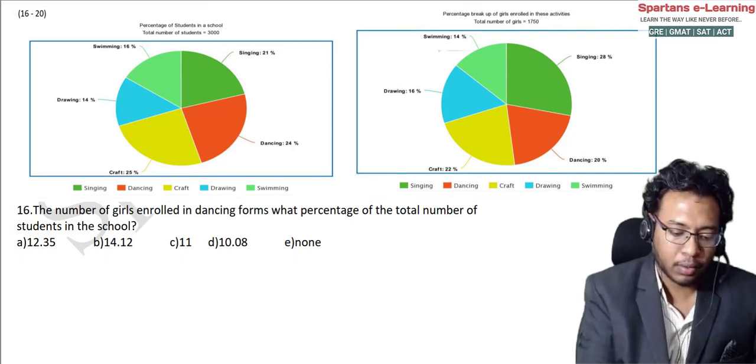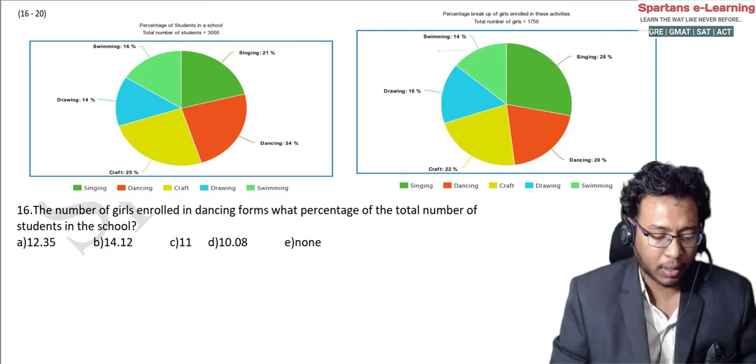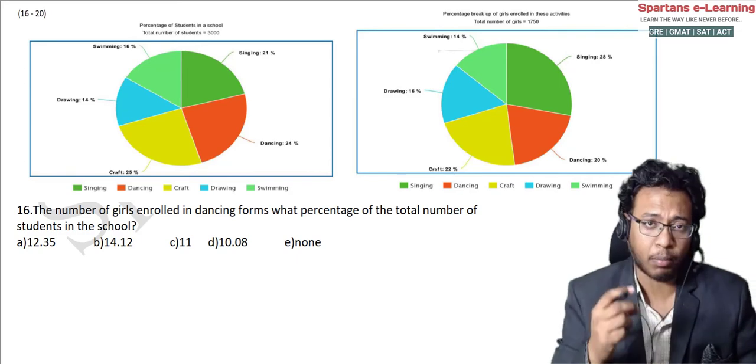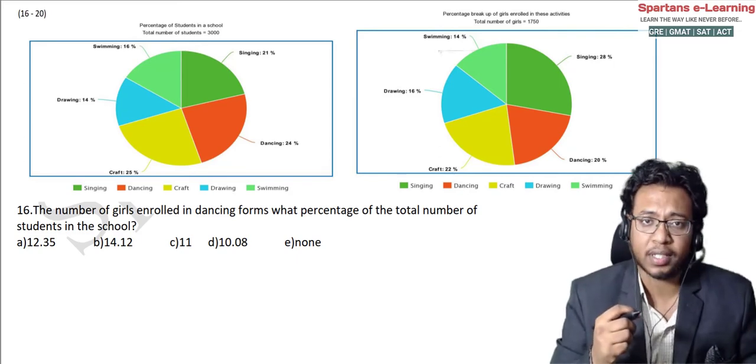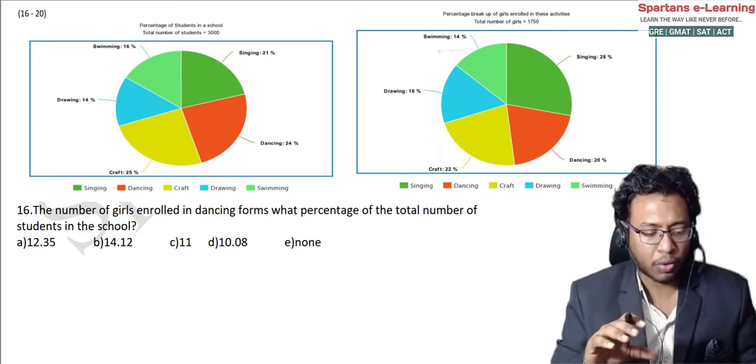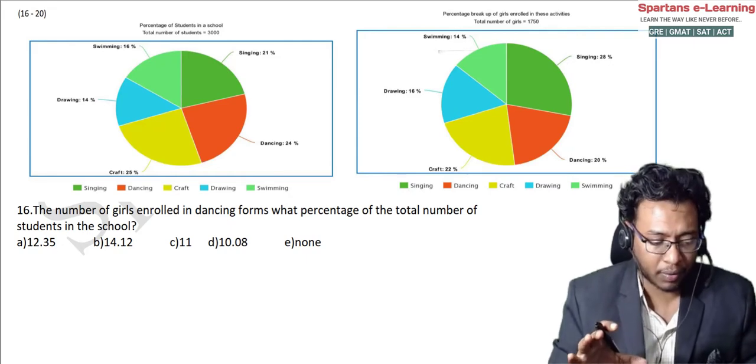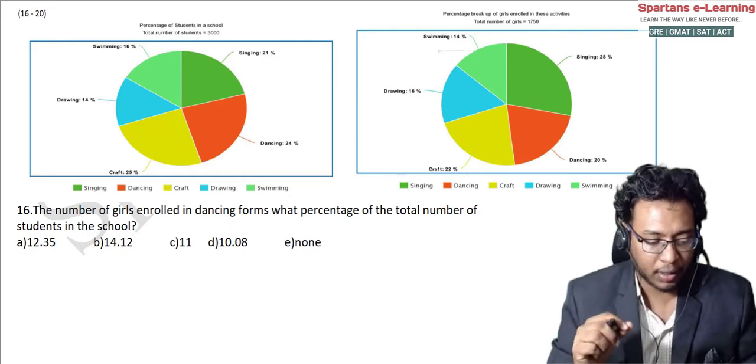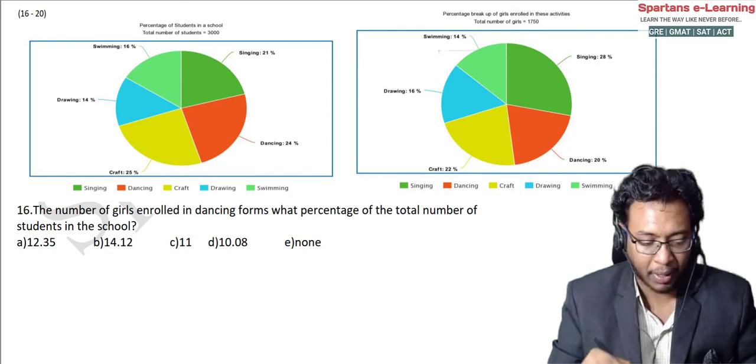So here we'll be solving questions from mock 6, question number 16 till question number 20. There are 5 questions in mock 6, and these are about pie diagrams. If you see here, this is a pie diagram.